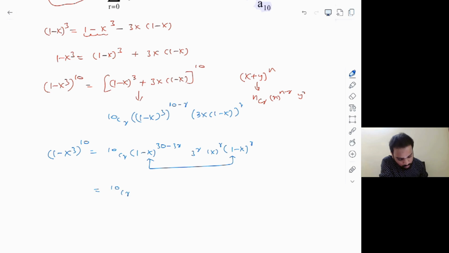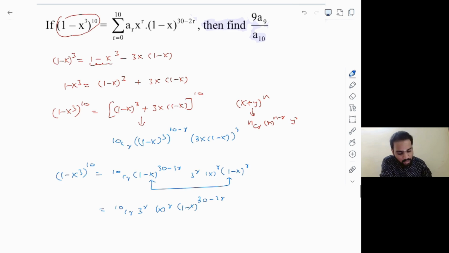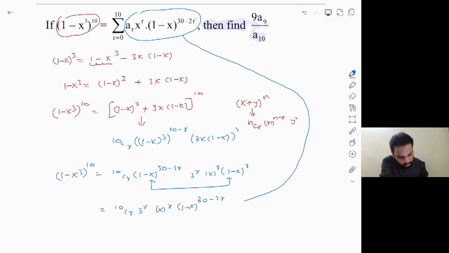Take this 10Cr multiplied by 3 to the power of r multiplied by x to the power of r multiplied by, finally what we have is (1 minus x) whole to the power of 30 minus 2r. Okay. So this is the advantage of doing it by this method here, because as you can see, the right hand side is also in a similar form. So we have the same term, that is x power r multiplied by (1 minus x) to the power of 30 minus 2r on both the sides in general terms.